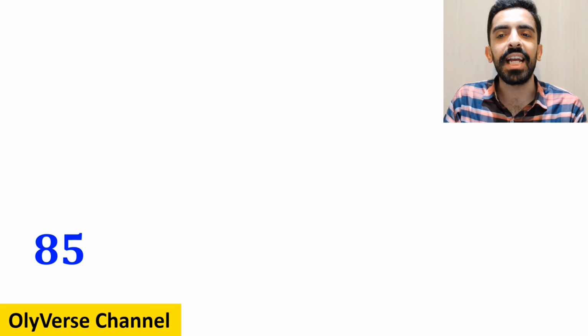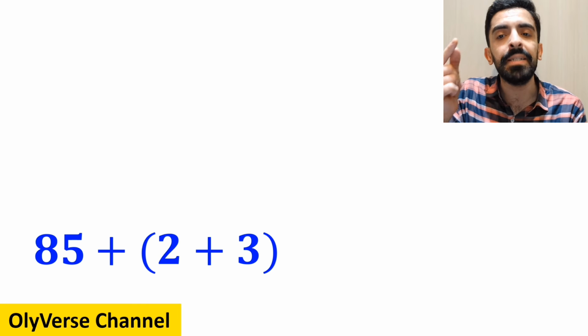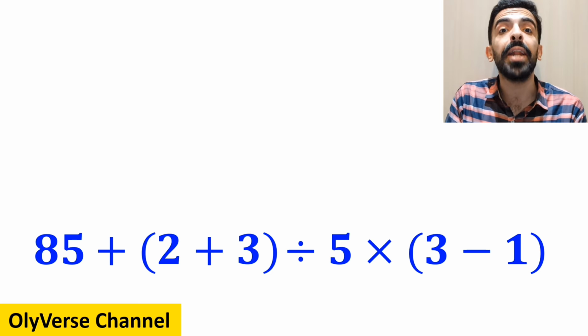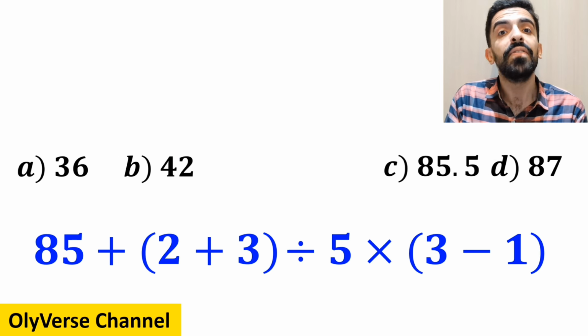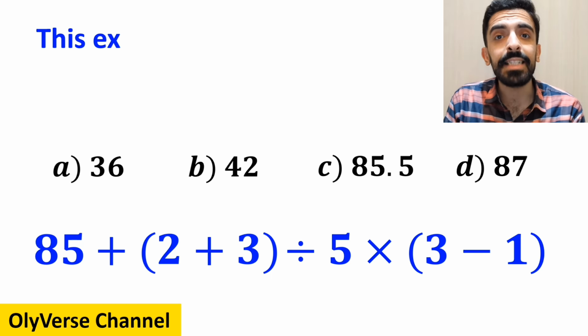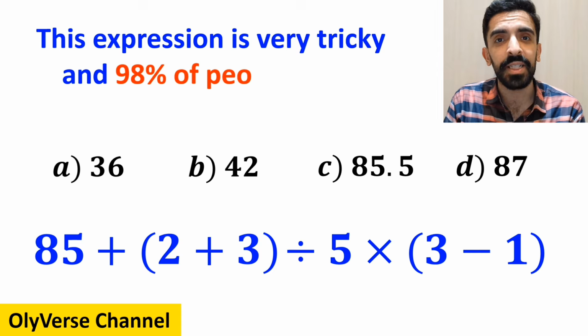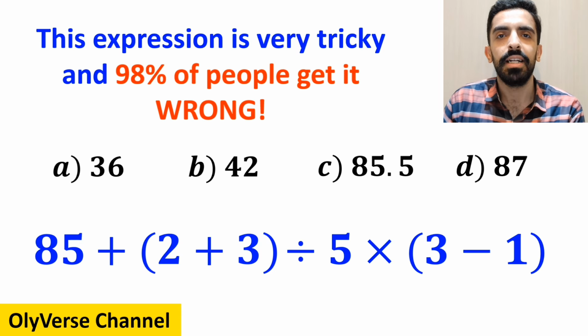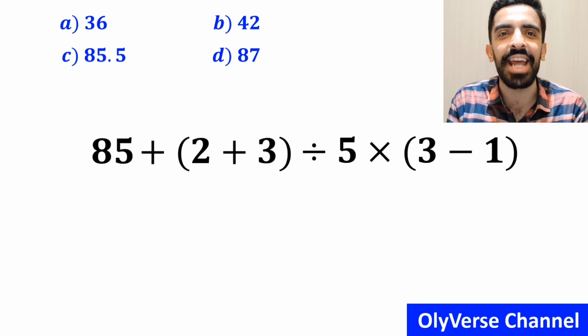What is the value of the expression 85 + (2 + 3) ÷ 5 × (3 - 1), with 3 minus 1 inside the parenthesis? Which option do you think is the correct answer to this question? This expression is very tricky and 98% of people get it wrong. Let's break it down and solve it together.